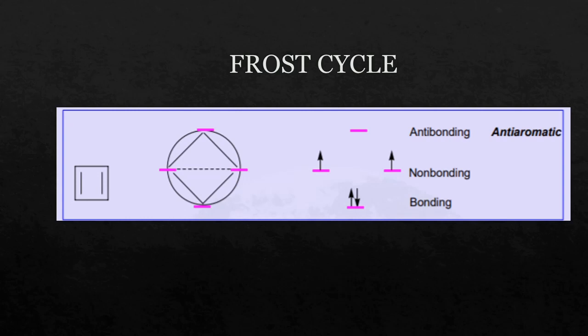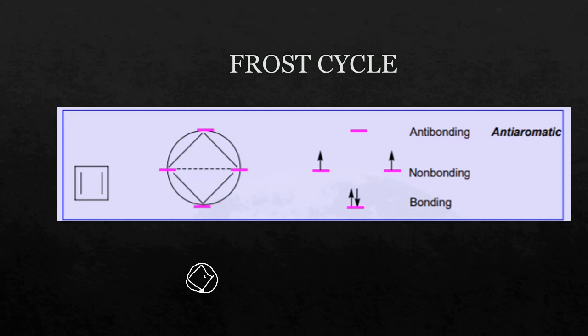So what we need to do is, as I told you, the process is very simple. You have to first draw a circle. Now this is cyclobutadiene. You have to put this cyclobutadiene inside this circle in such a way that one of the vertices touches the horizontal part of the circle.